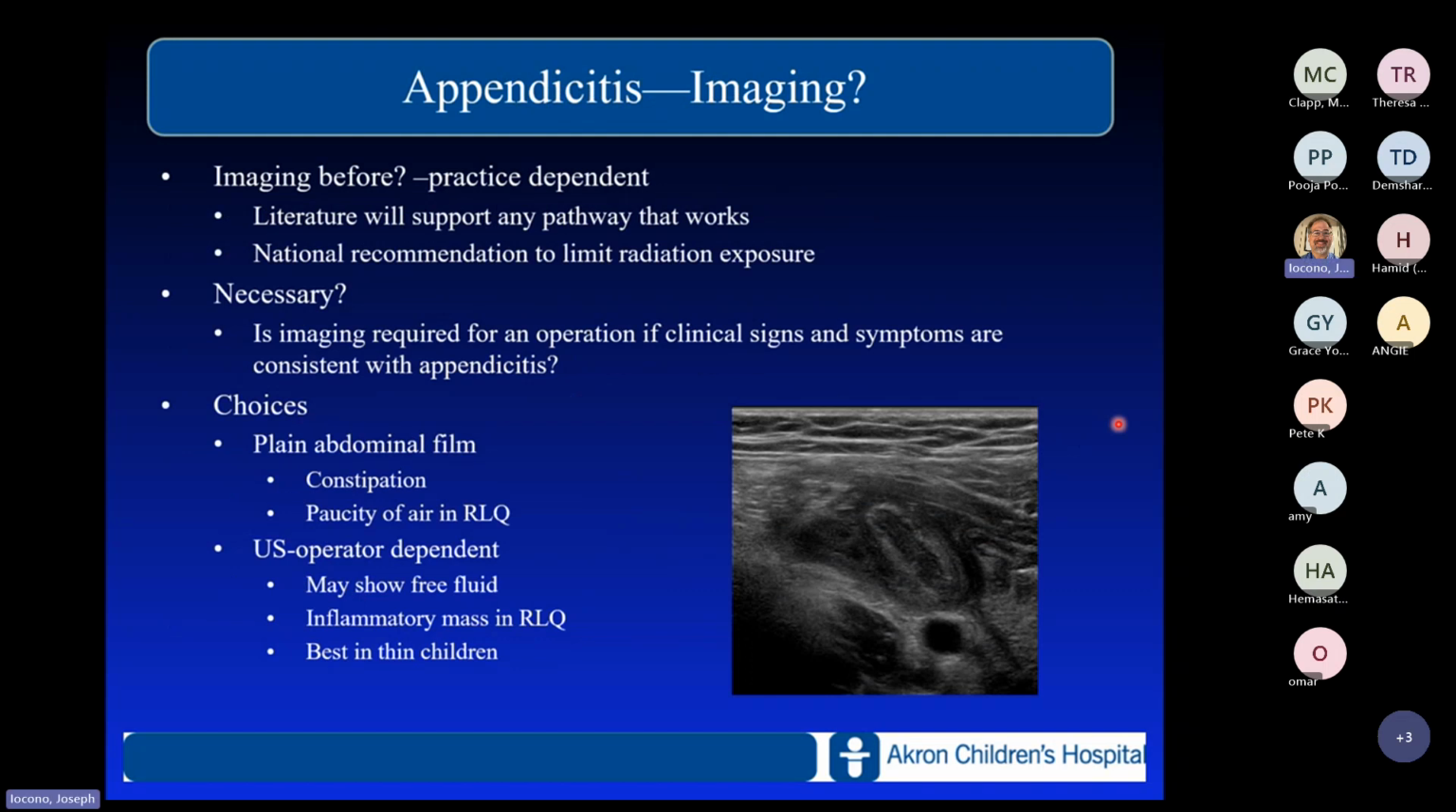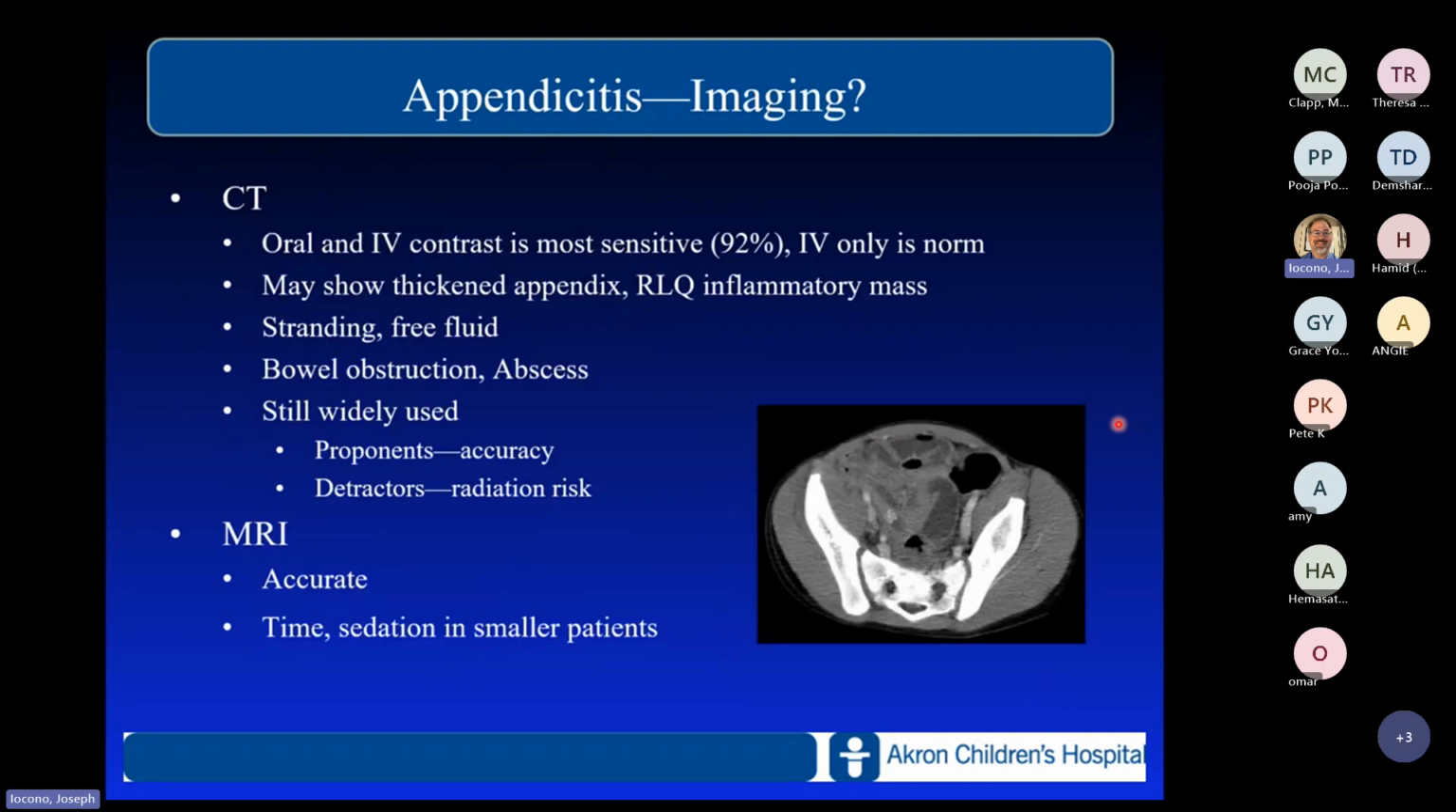As we talked about, ultrasound is great when you can do it. It may show an inflammatory mass and is really best in thin children. For CT, IV contrast is what you're going to do. Just so you know, for literature, oral and IV is the most sensitive, but rarely do you get oral contrast anymore, and IV is just pretty good.